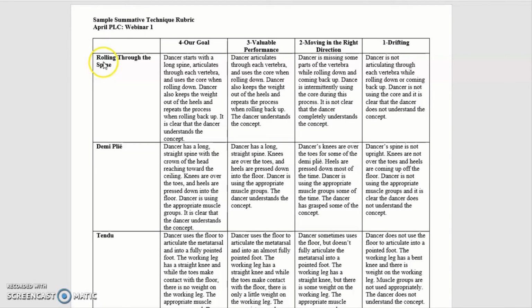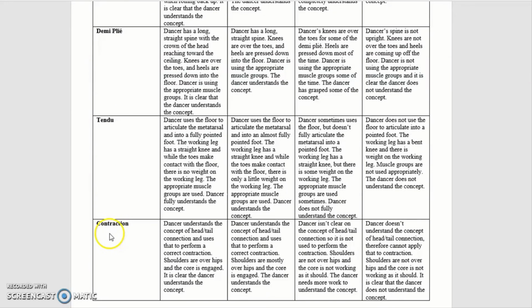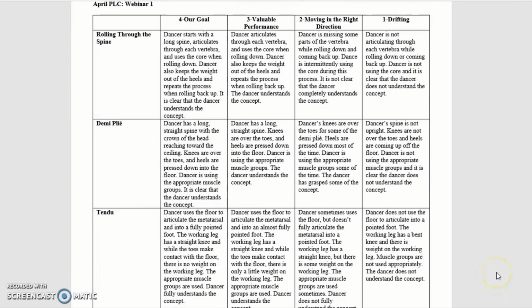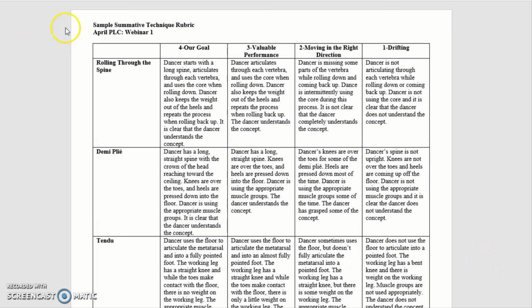This one covers rolling through the spine, demi-plie, tendu, and then contraction. If this was at the end of a semester, I wouldn't put every single thing we've done on this one rubric. I would break it up into classes. So I would put 4 or 5 things on a rubric. So this would be their summative grade. I will put this in the discussion post as well. And each of these indicators would be under the performing standard. So, all right.